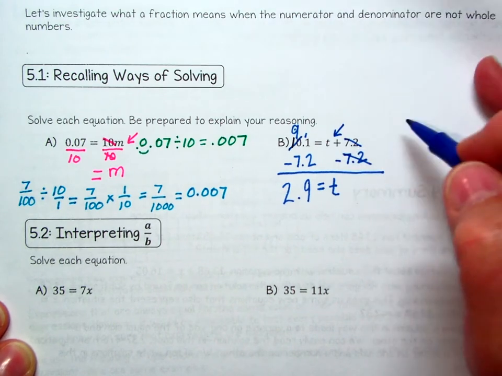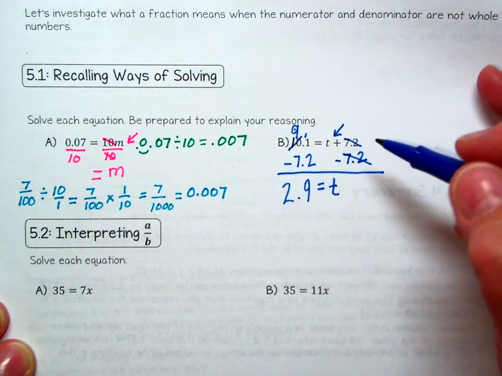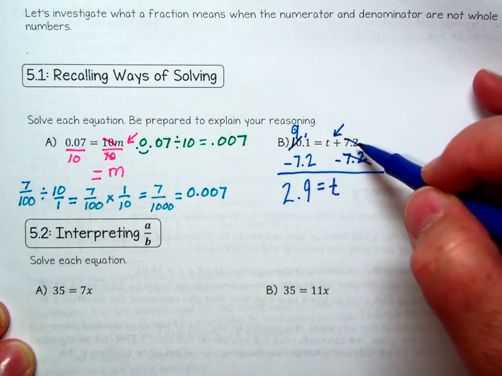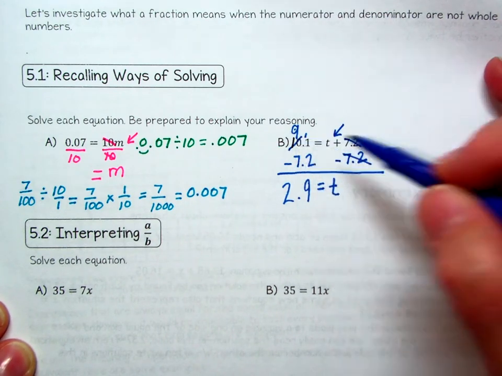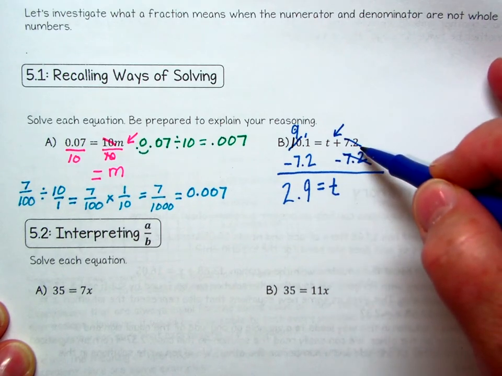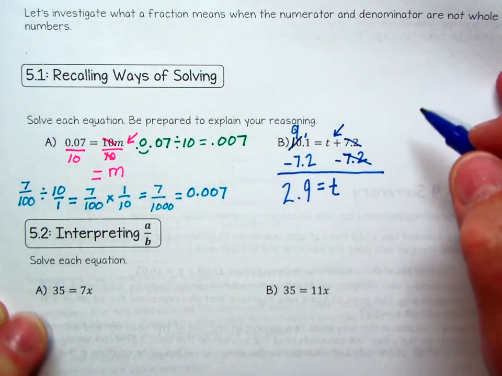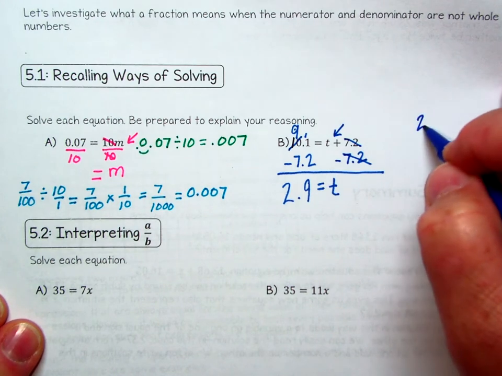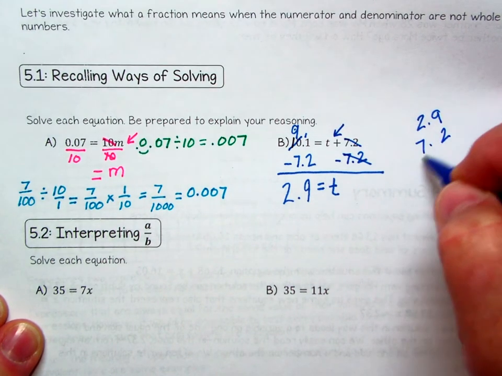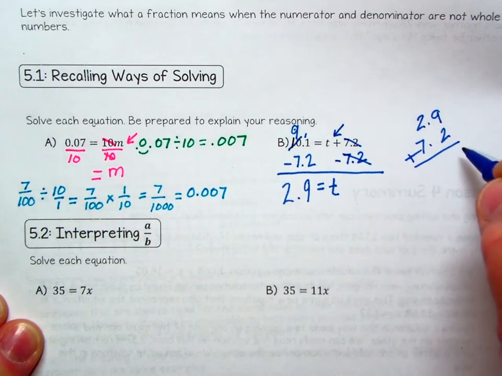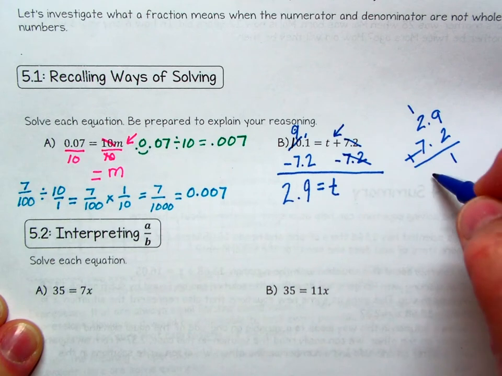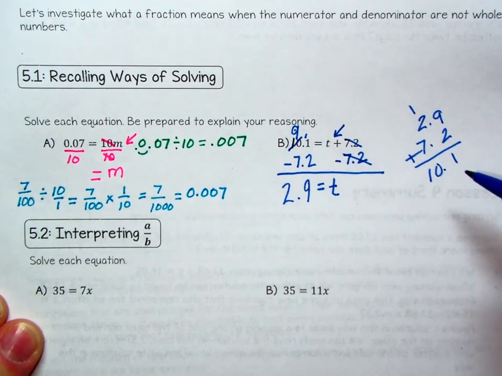And I could always check that. That's one thing about solving equations, is you can always take your answer, substitute it back into the original equation, and see if you get a true equation. So 2.9 plus 7.2, is that going to equal 10.1? And if I want, I could just come over here and check it. 2.9 plus 7.2. 9 plus 2 is 11, carry the 1. 1 plus 2 is 3, plus 7 is 10. So I get a true equation.